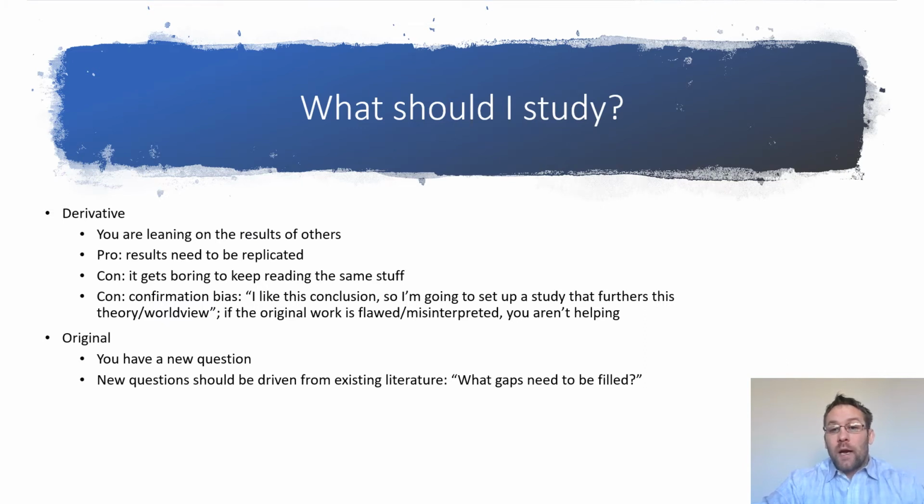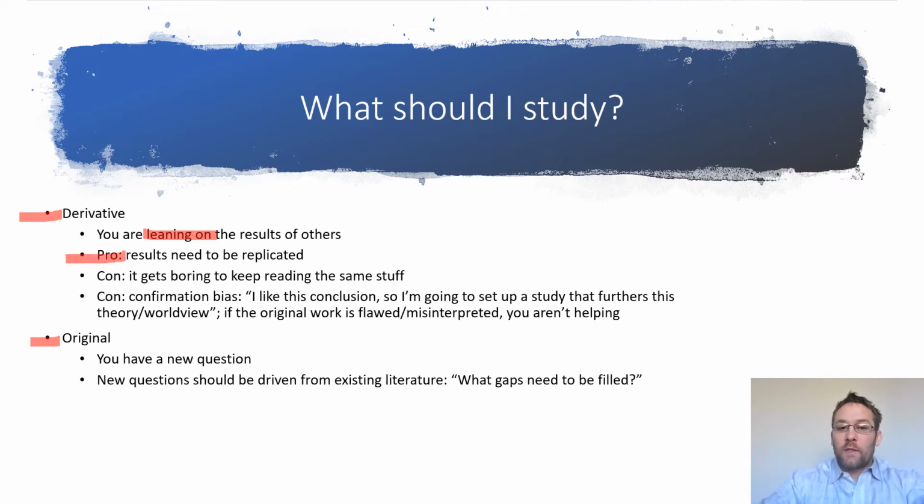There are two ways in which you can ask yourself what it is that you should study first and foremost. The first is what's known as derivative. The second is original. Derivative just means it derives from somebody else's study. You are leaning on the results of other individuals. Someone else has done a study and you want to dig a little bit deeper into the same type of study. Now, there are pros and cons to this.